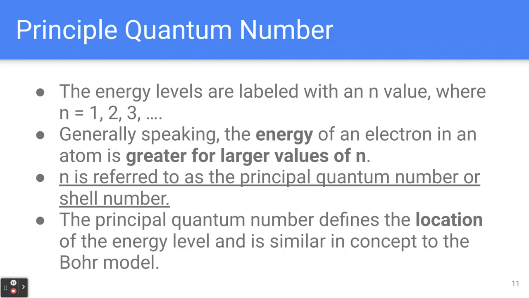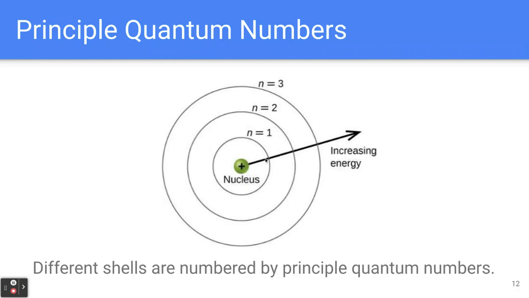So 1 is closest to the nucleus, 2 is a little further away from the nucleus, and 3 is further yet. So it kind of looks like this. The further away from the nucleus you go, the higher the energy you are. But it's important to know that when we actually talk about electrons, they aren't going to be in these circles, but those circles tend to help us figure out how far from the nucleus they will be.